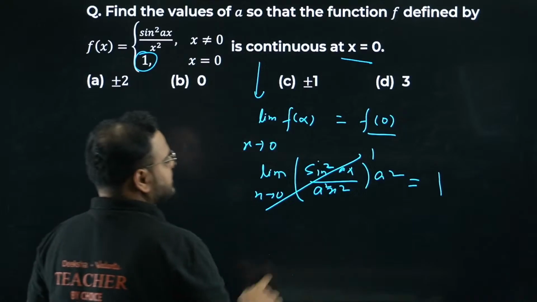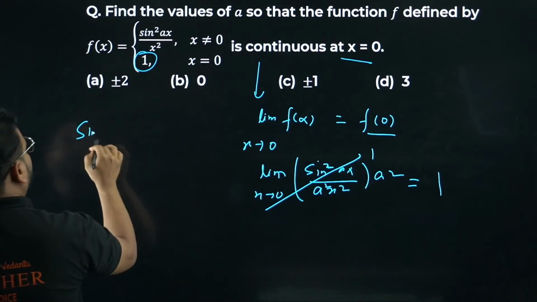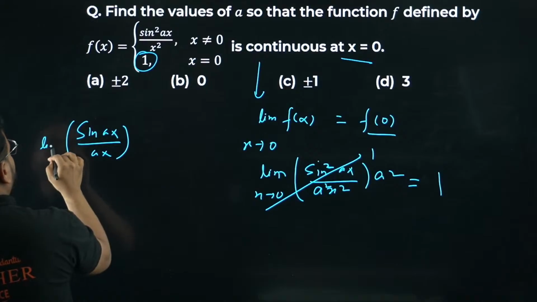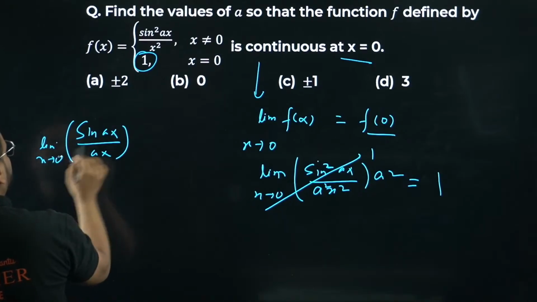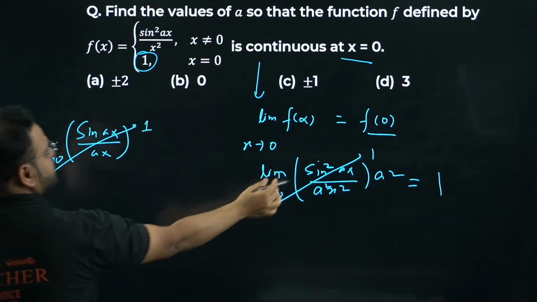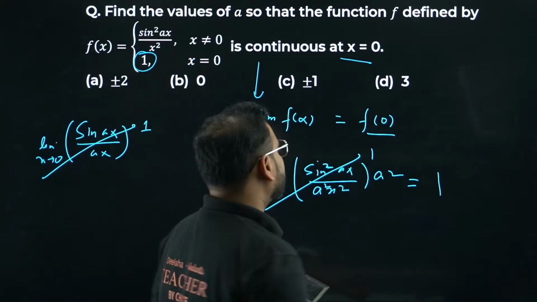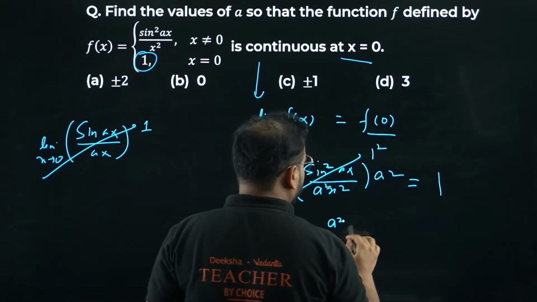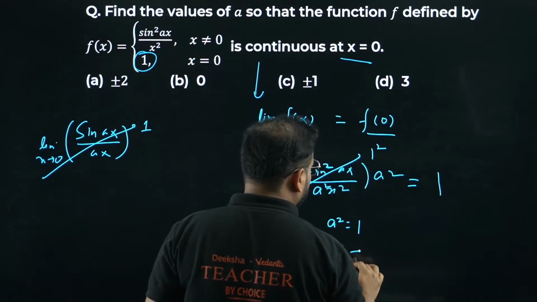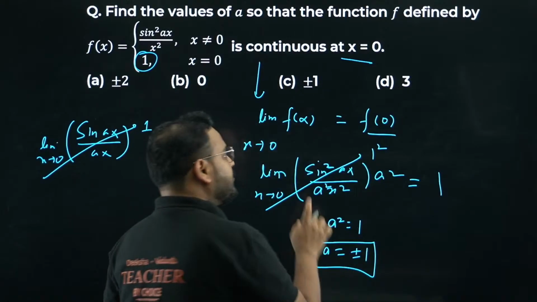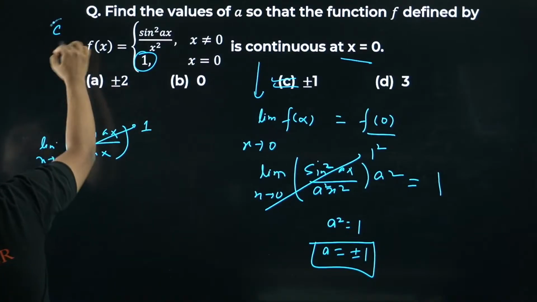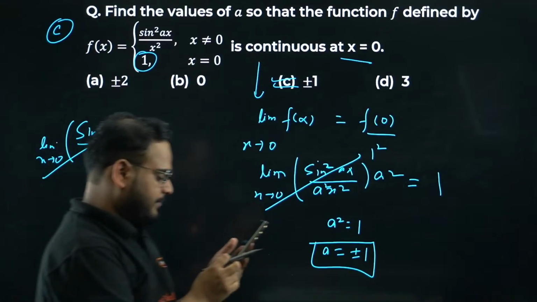We know this, the limit of sine ax upon ax is nothing but 1, right? So I can use this over here. 1 square will become simply 1. So I have a square equals 1. It means the value of a is plus minus 1 for this to be continuous. The answer is option C. Great.